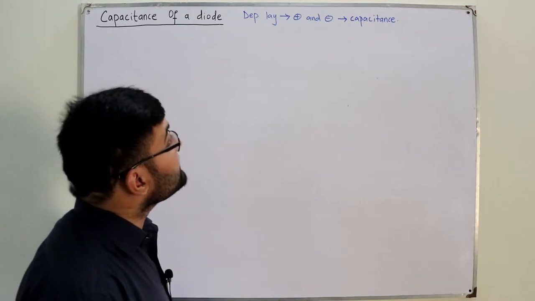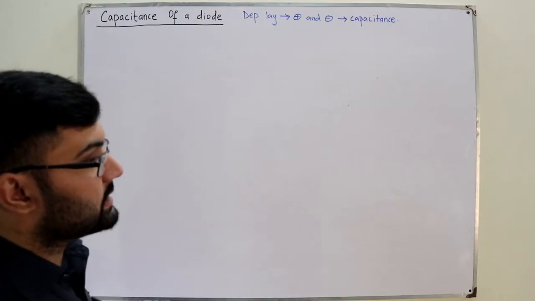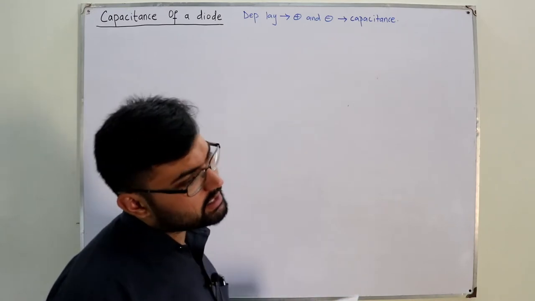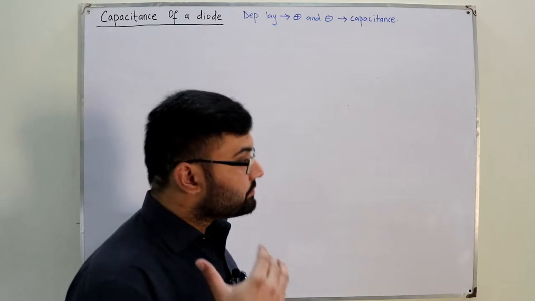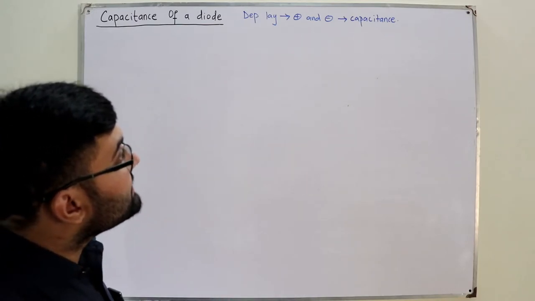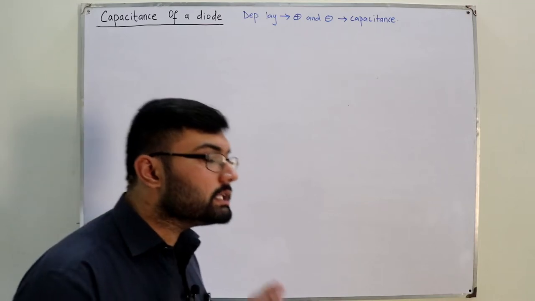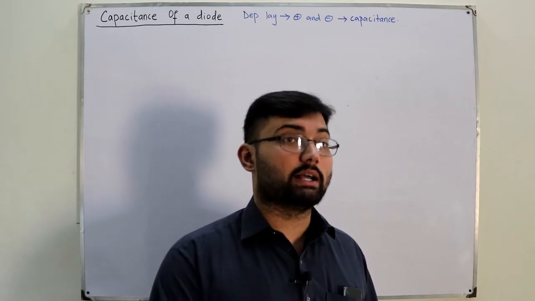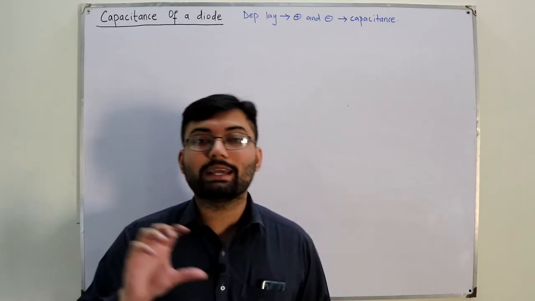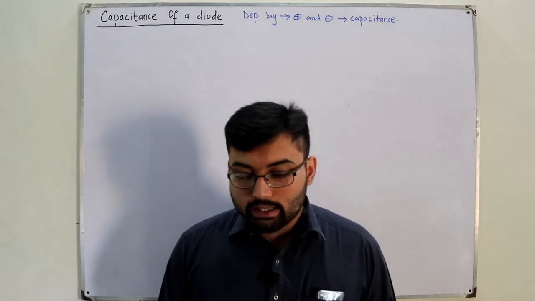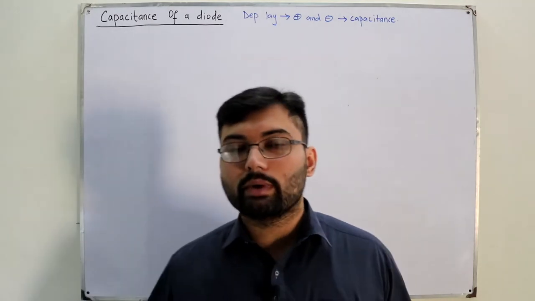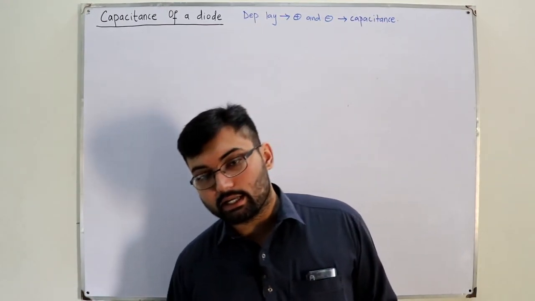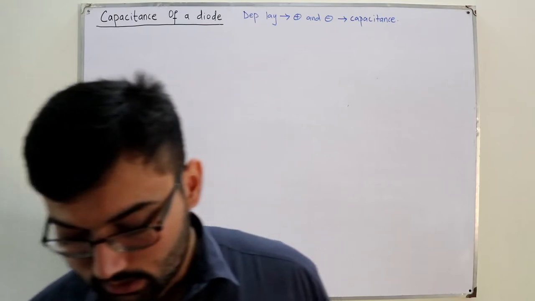There are basically two types of capacitances, you could say. The two types are classified on the basis of when the diode is forward biased and when reverse biased. But they both exist in both cases; one is dominant in the forward bias, so we study it there, and one is dominant in the reverse bias, so we study it there. Is that fine?